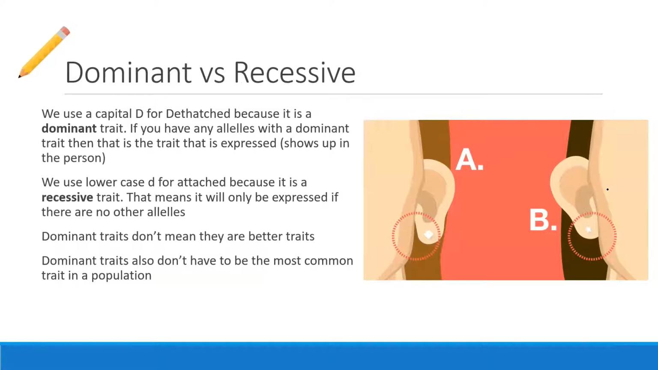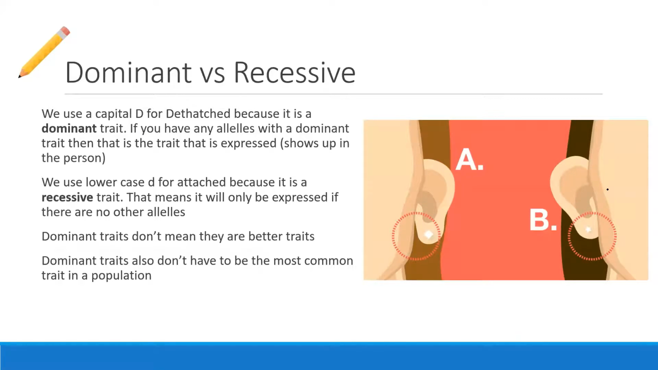Now, if you have any alleles with a dominant trait, then that is the trait that is expressed and shows up in a person. So if your mom gives you a gene with the dominant trait in it, then you'll have that trait. If your dad gives you a dominant trait, you'll have that trait. If your mom and your dad give you a dominant trait, then you're definitely going to have that trait. So dominant traits are almost more likely to occur than non-dominant traits.